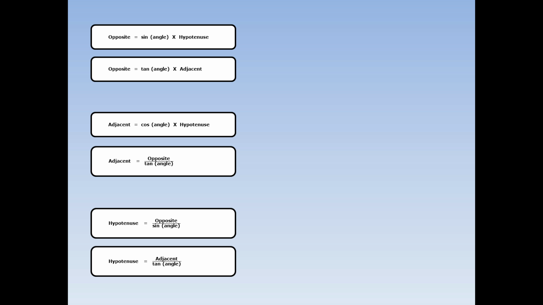Now, there are 6 formulas altogether. How do I know which one to use? Here are all 6 of the formulas. There's 2 to find out the opposite side, 2 to find out the adjacent side, and 2 to find out the hypotenuse side.